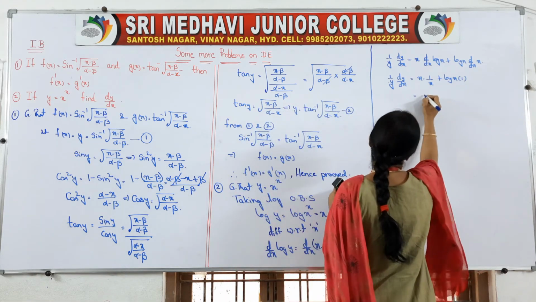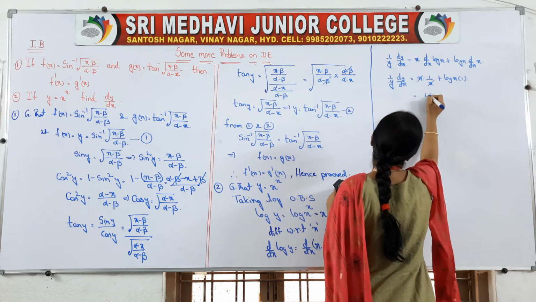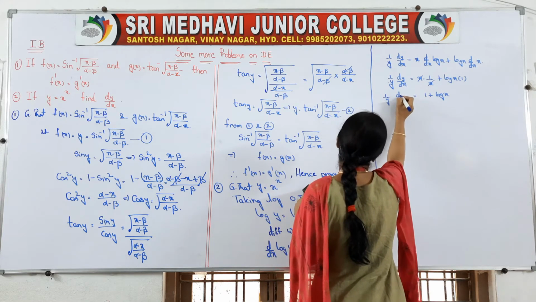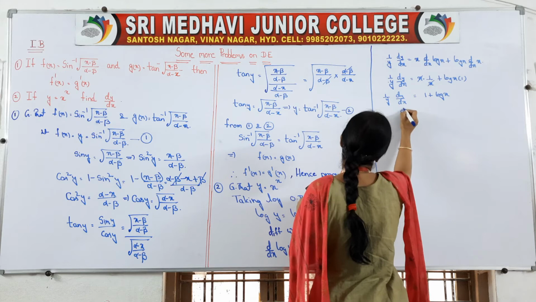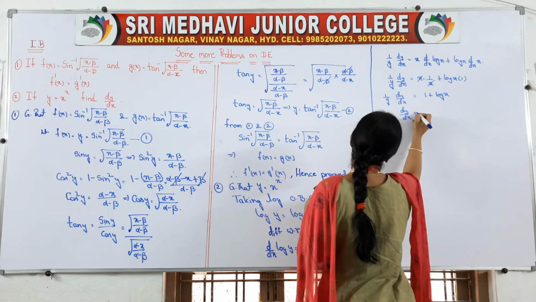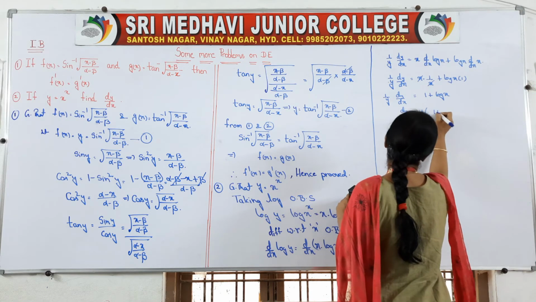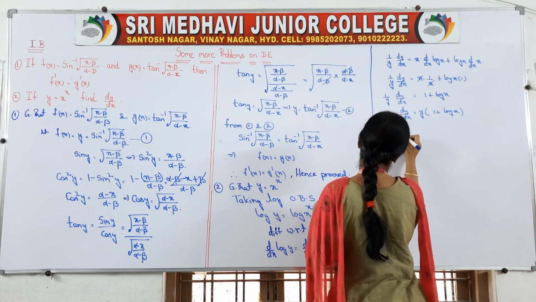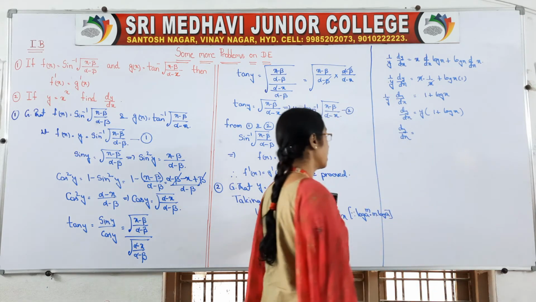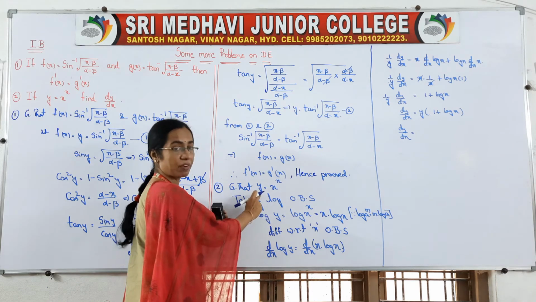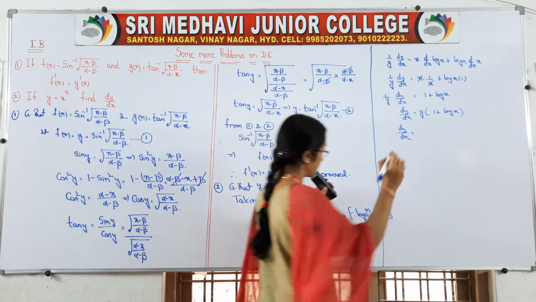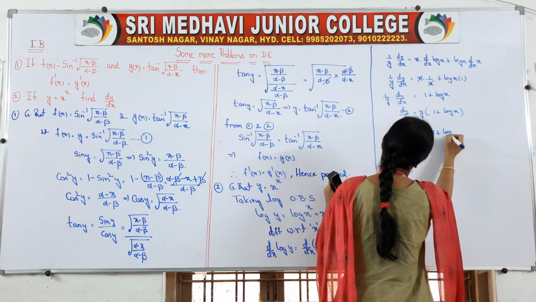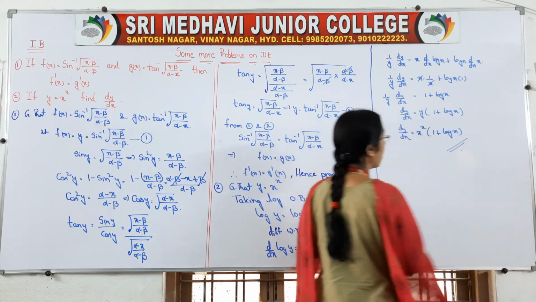Okay, so it is nothing but x cancel, 1 plus log x. So 1 by y dy by dx, so dy by dx is equal to y into 1 plus log x. What is y? In the beginning question, y is equal to x to the power of x. So it is x to the power of x into 1 plus log x. Okay, that is the answer.